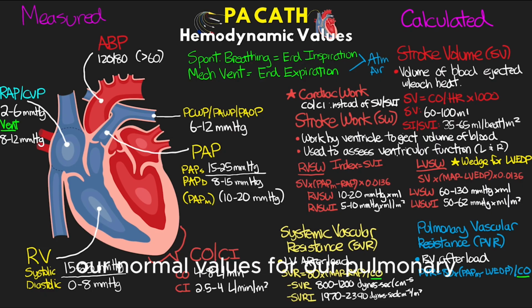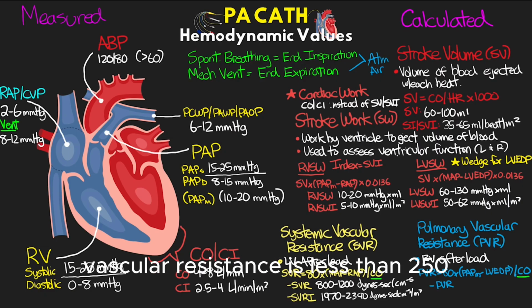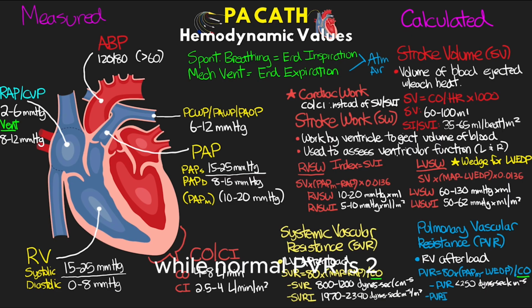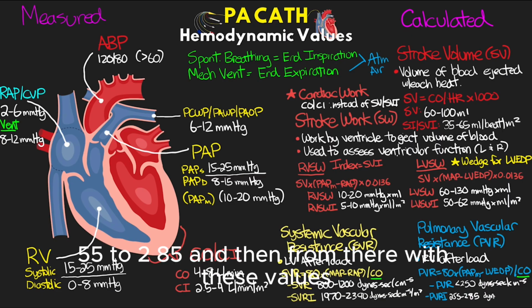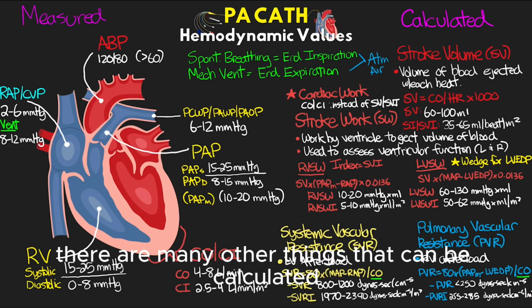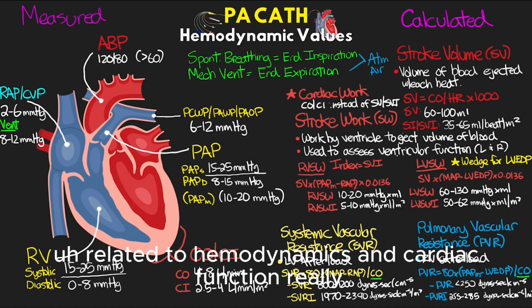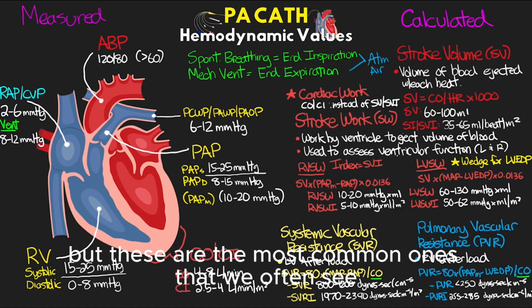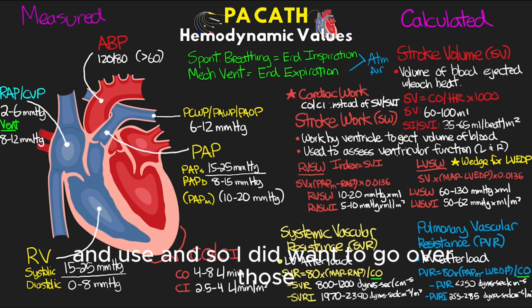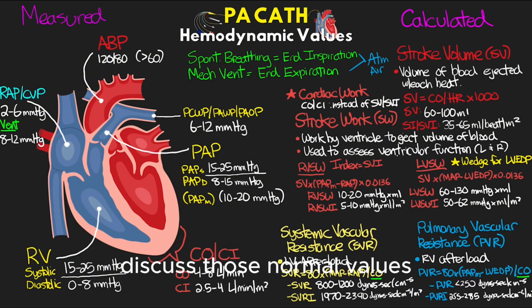But here our normal value for our pulmonary vascular resistance is less than 250, while normal PVRI is 255 to 285. And then from there, with these values, there are many other things that can be calculated related to hemodynamics and cardiac function, really. But these are the most common ones that we often see and use. And so I did want to go over those and discuss those normal values.